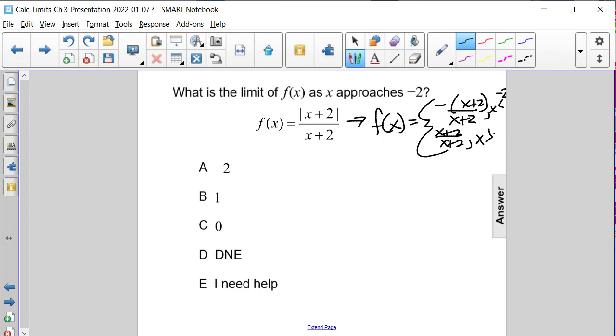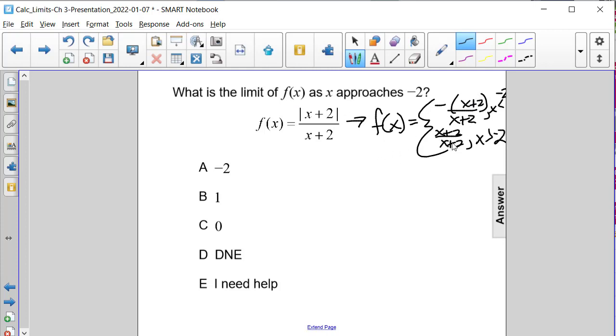And the reason we have this negative affiliated with the numerator is because if we were to substitute -3 in here, you would get -1, and the absolute value of -1 would be +1, or the opposite of what's obtained in the parentheses.